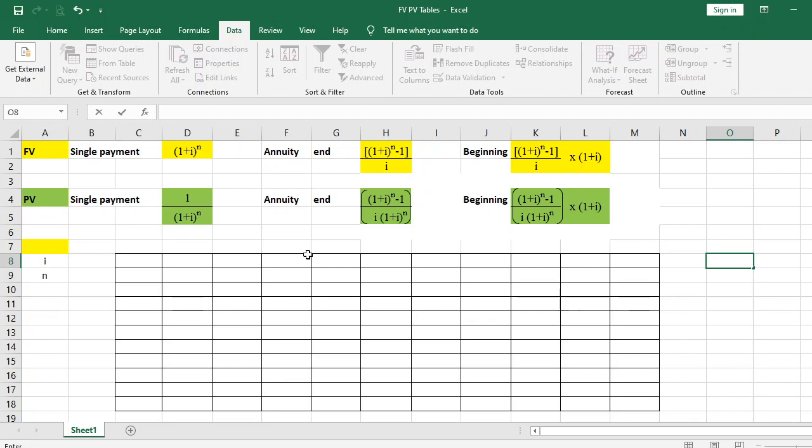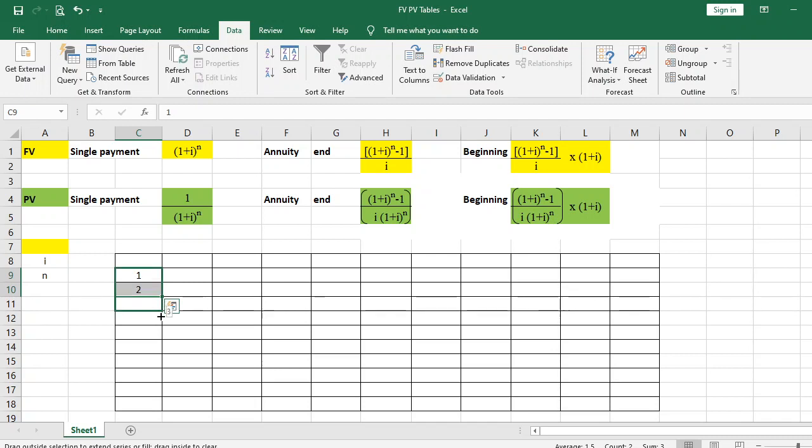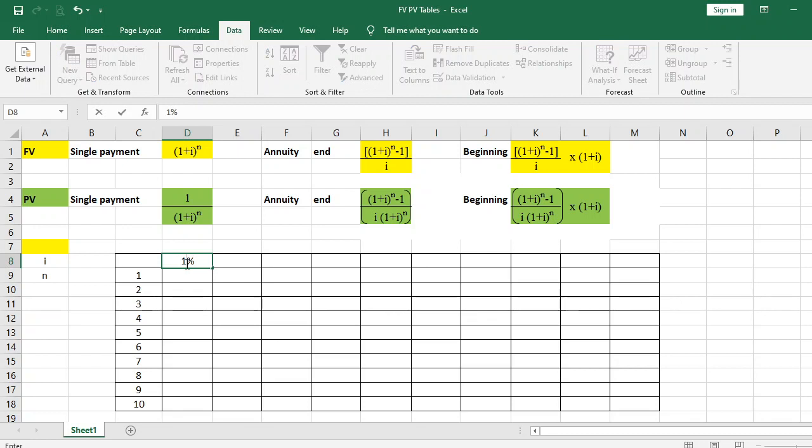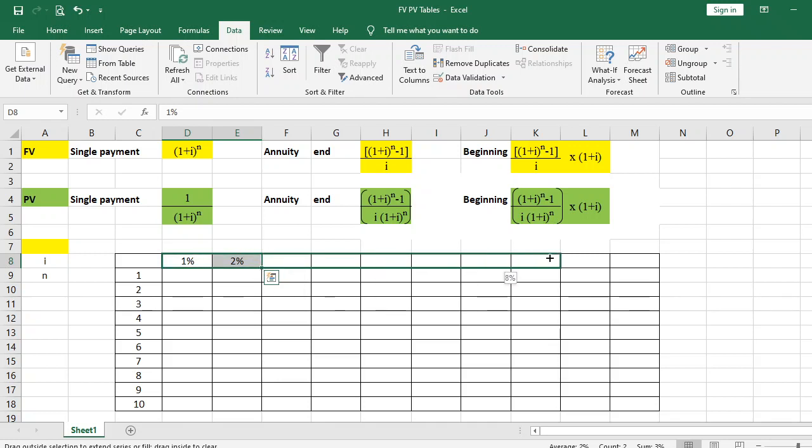Let me put the years in row. So 1, 2, I drag these two cells and drop in other cells so that it is filled in. In the column, I'll take interest rate. So 1%, 2%. I drag the two cells and drop in other cells. So they got filled in.